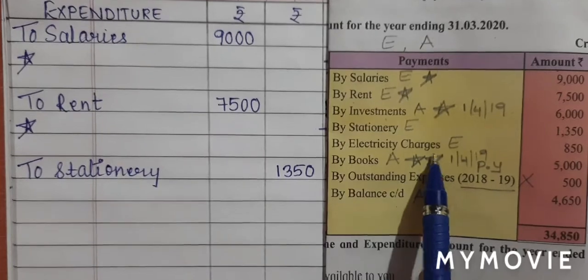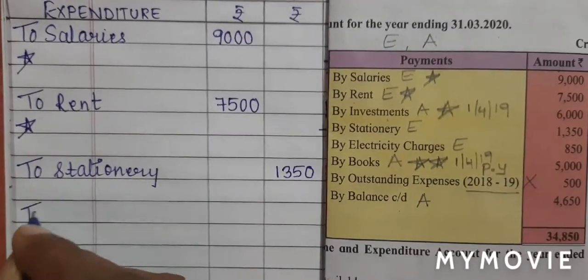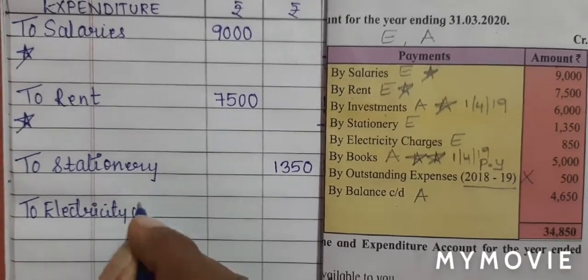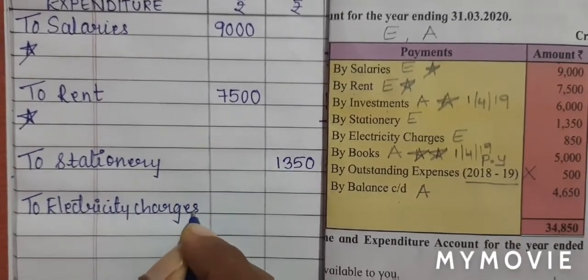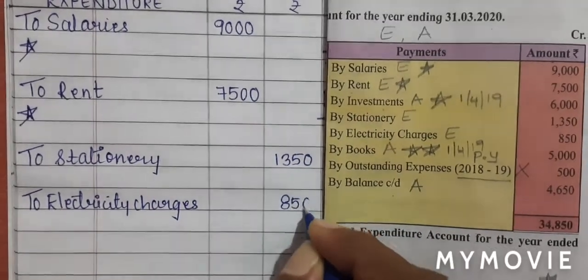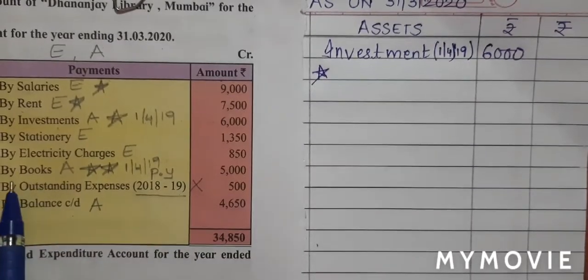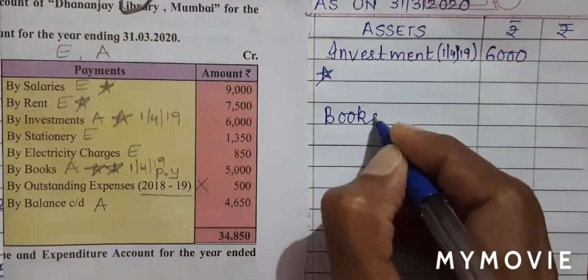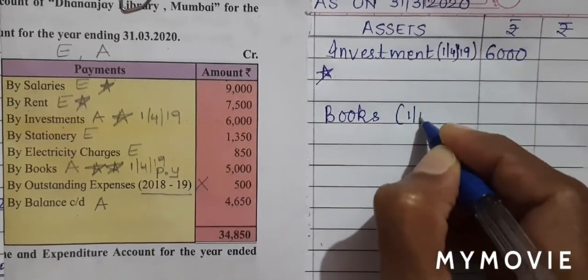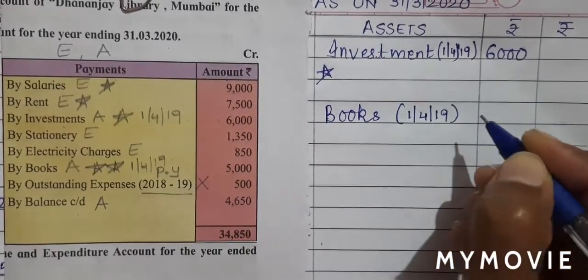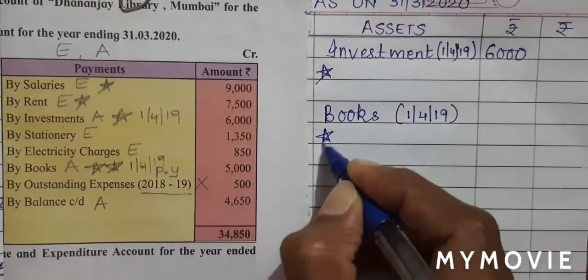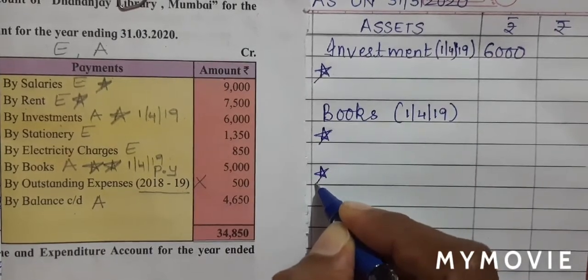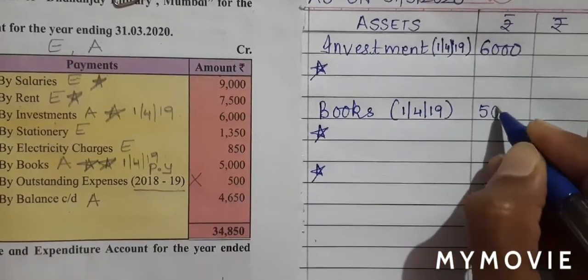Next is electricity charges. Again on the expense side, so I'll write to electricity charges. No star. Outer column 850. Next is books. We will write it on the asset side. So I'll write books. There is a date given, so I'll mention the date. It becomes easy to calculate the depreciation. And there are 2 stars. So after each star, I'll leave a line. I'll mark 2 stars and write the amount in the inner column 5,000.